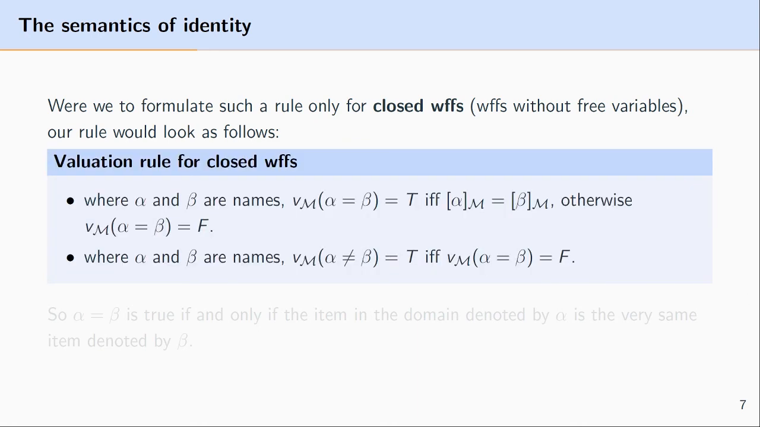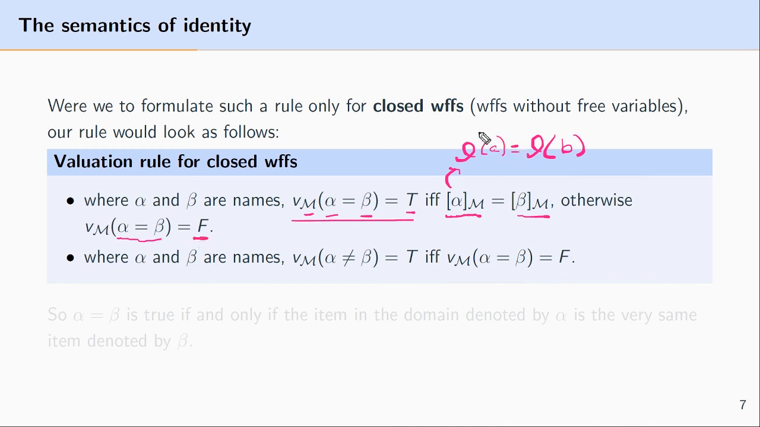So if we have a formula that consists of two names, that is, identity formula A equals B, A equals B will be true relative to the model if and only if the denotation of A relative to the model, that is, the denotation of the name alpha relative to the model, is the same as the denotation of the name B relative to the model. What the denotation is with respect to a name, and I talk about this in another video, is simply the interpretation. So another way of putting this is that if the interpretation of A is the same as the interpretation of B, then the formula A equals B is true. Otherwise, A equals B will be false.